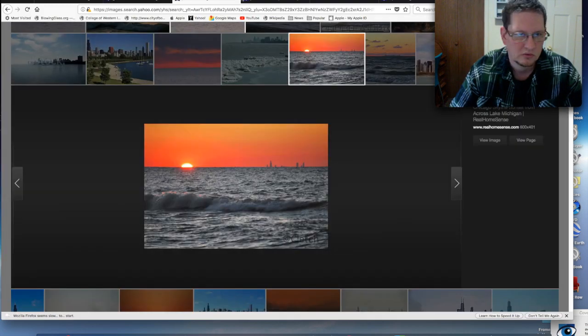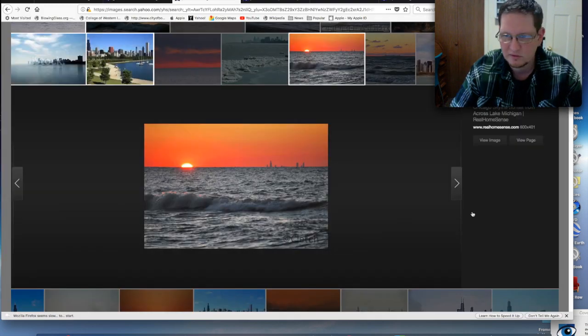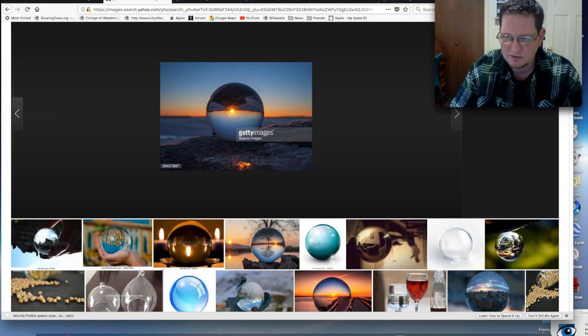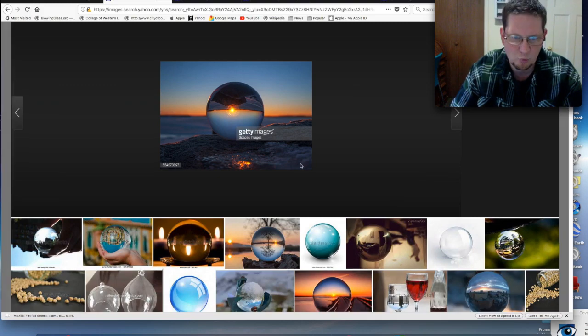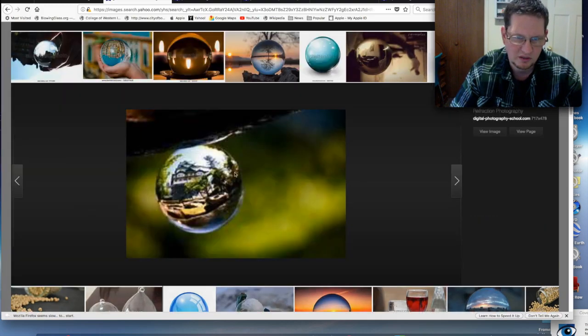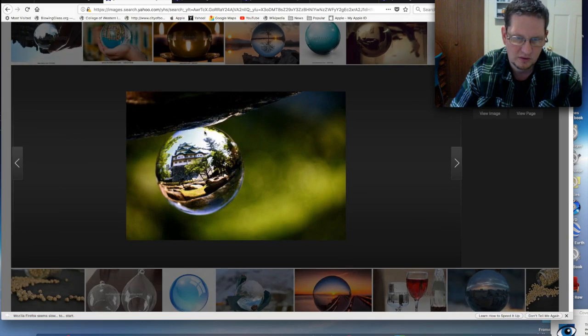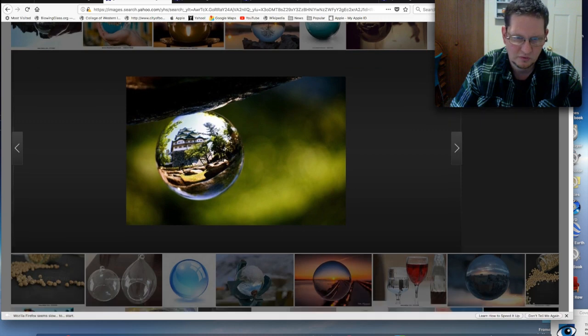Ooh, I forgot to actually click on this one. This is interesting too. This is exactly what I'm talking about. This is water that's beating on the bottom of this thing, and you can see how it distorts the image a little bit around the edges here. It almost looks like a fisheye lens or something.